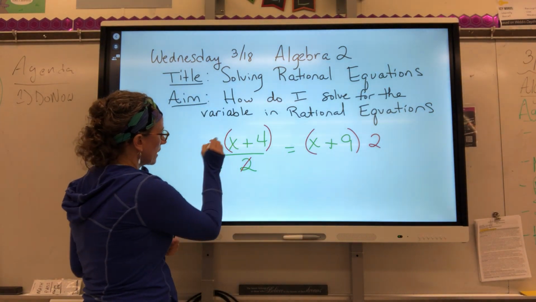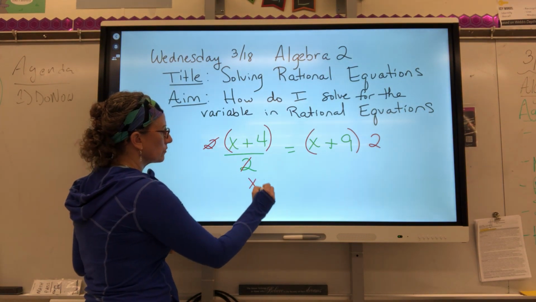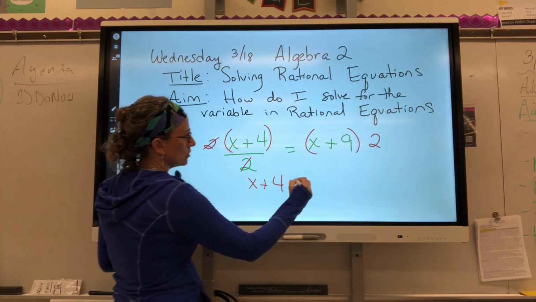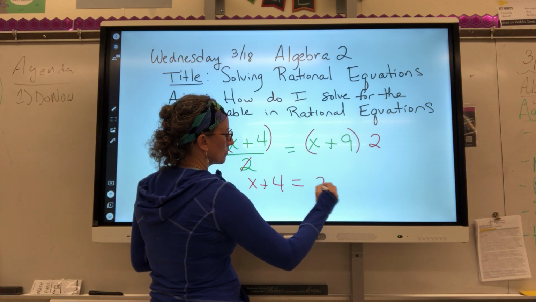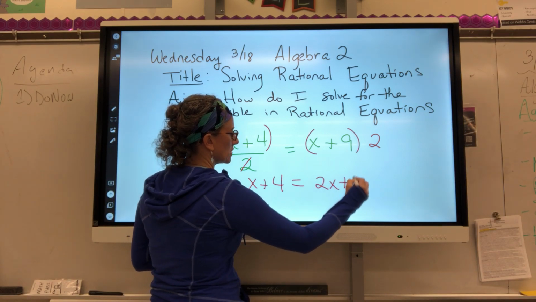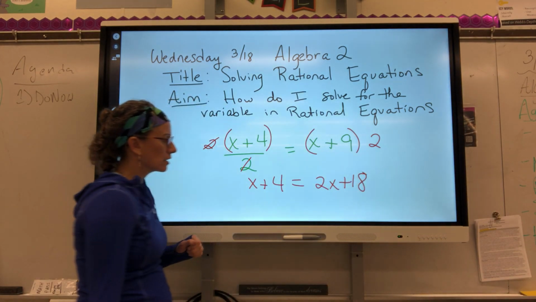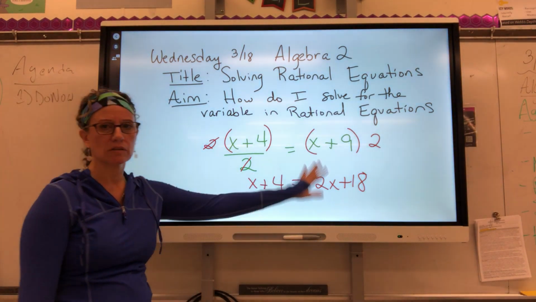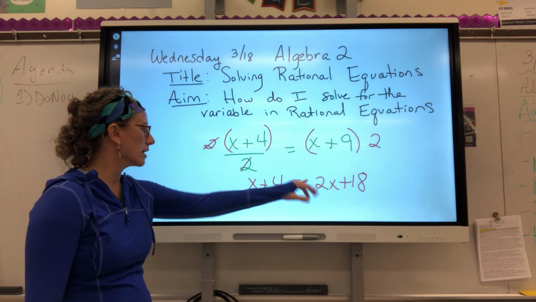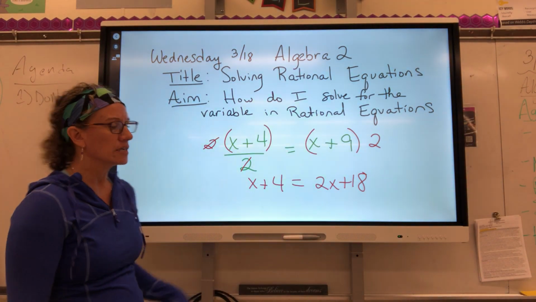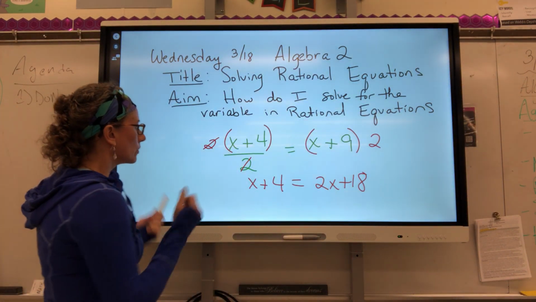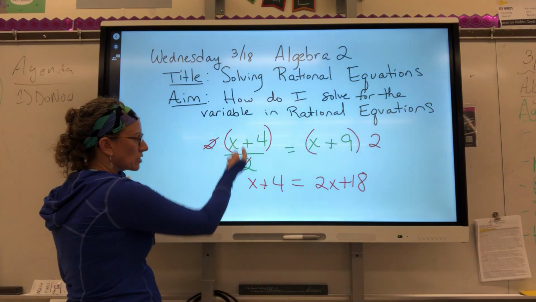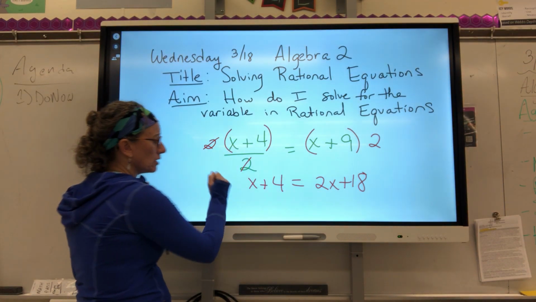The 2's will cancel, leaving the x plus 4, and then the 2 would distribute into what remains to be 2x plus 18. And the rest we're not going to solve right now. You would group like terms on either side of the equation by subtracting x, subtracting 18, and then solving. Okay, so this is a rational piece because it's a fractional piece.